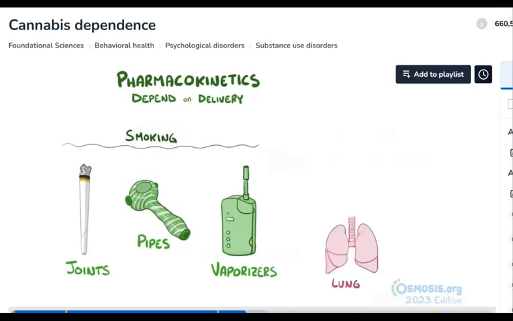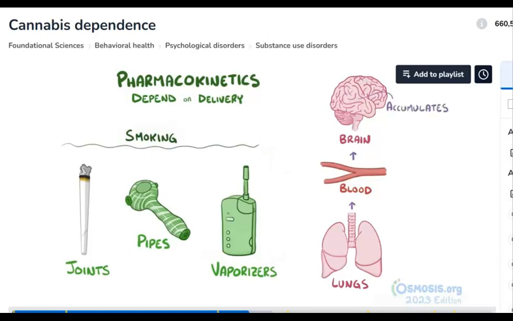Inhaled THC goes from the lungs to the bloodstream and gets into the fatty tissues of the brain and body where it can accumulate. That's why the effects of smoking cannabis can be felt within minutes and can last several hours.